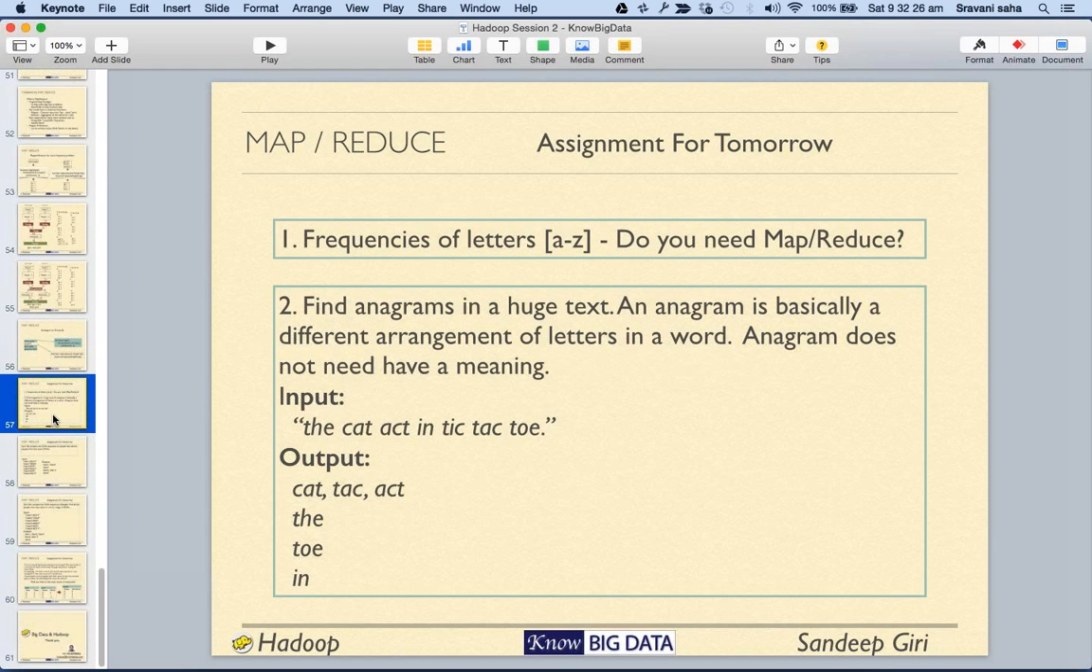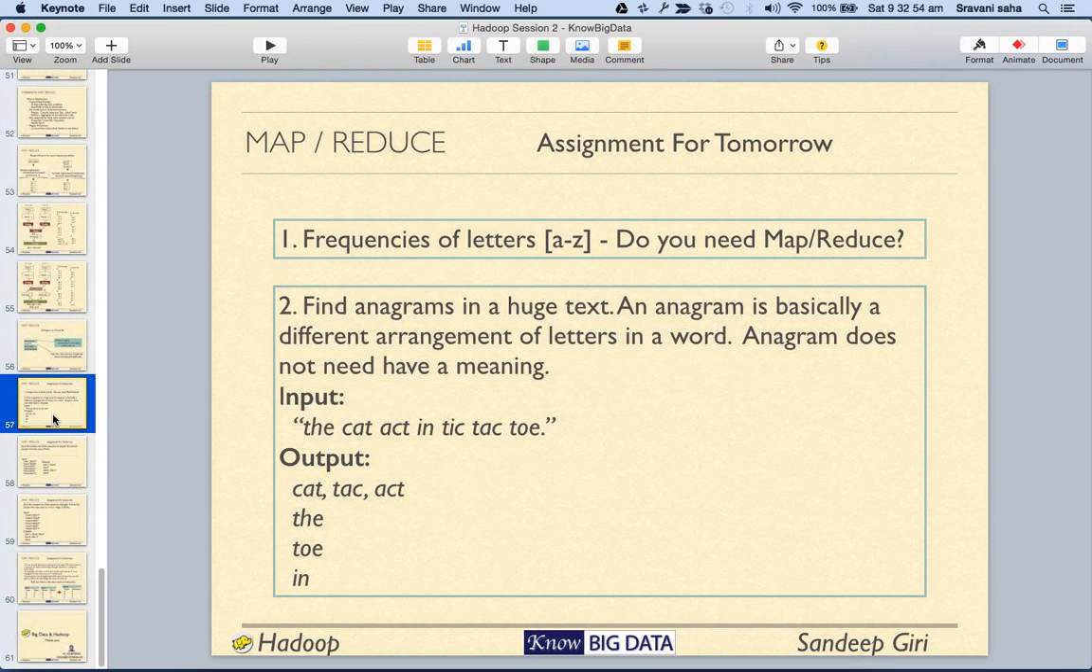Frequency of letters is a very common task in cryptography, as well as in detecting the language based on frequency of characters. Now, my question to you is, do you need MapReduce in this? So think about these four problems which I'm giving you. We will discuss these four problems again tomorrow.